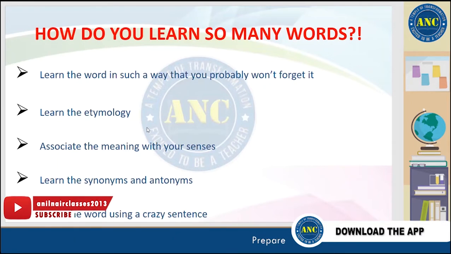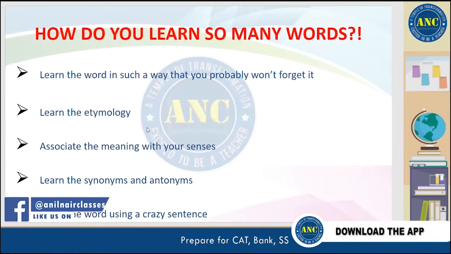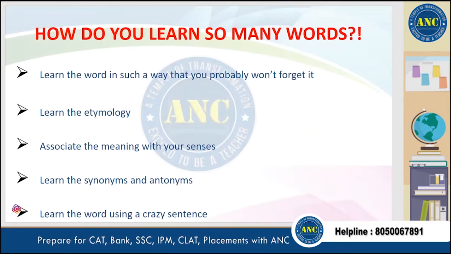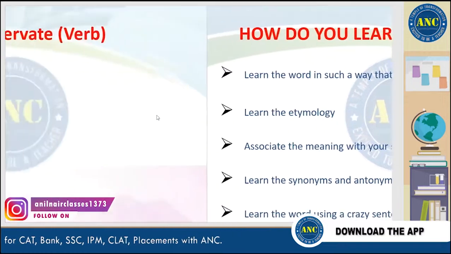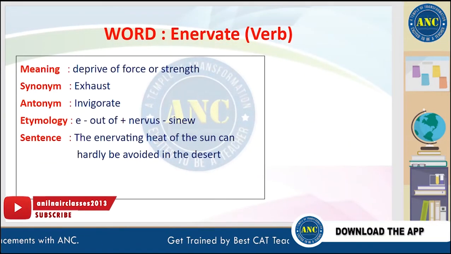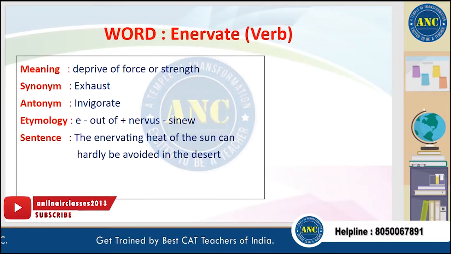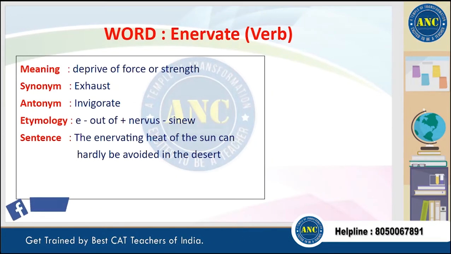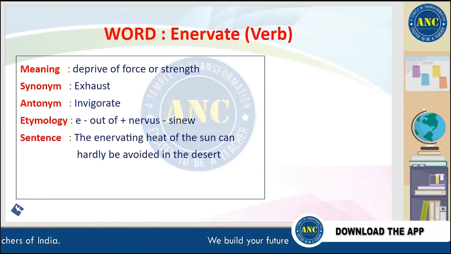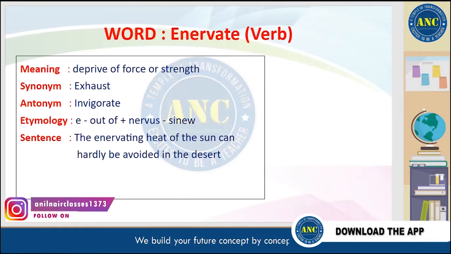Today, I'll be discussing the way I learned GRE words with a fair few examples, and I know it's really effective. Let's get started. Word number 1 is enervate. The meaning of enervate is to deprive of force or strength. A synonym for it is to exhaust a person. The antonym is to invigorate.